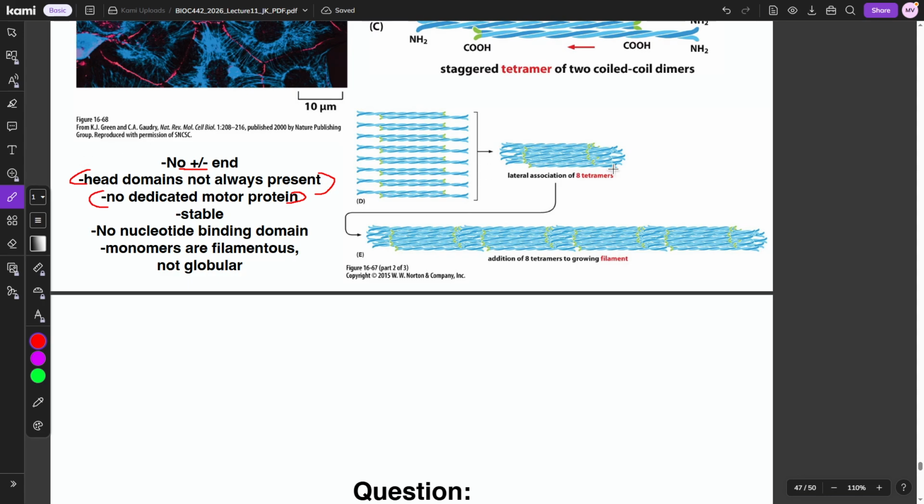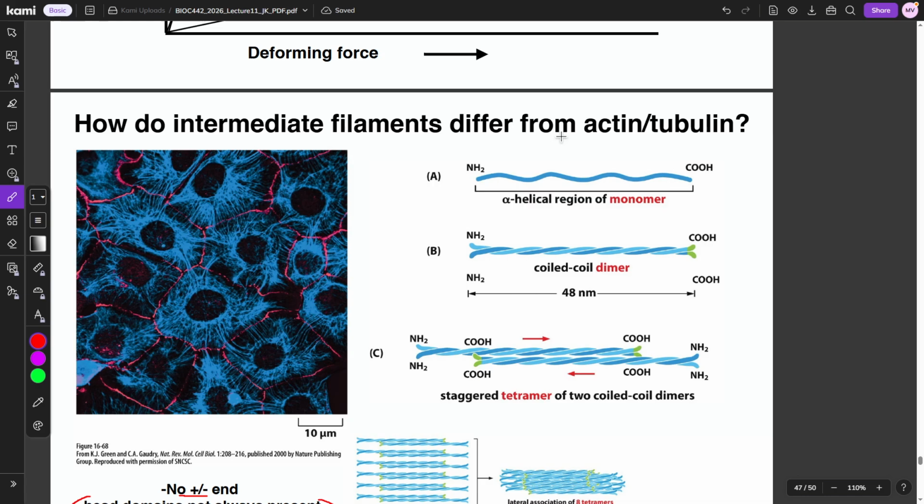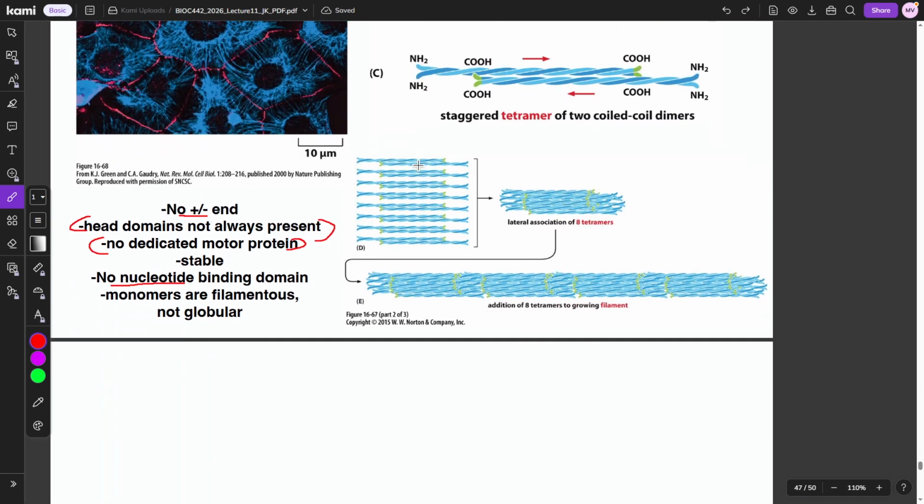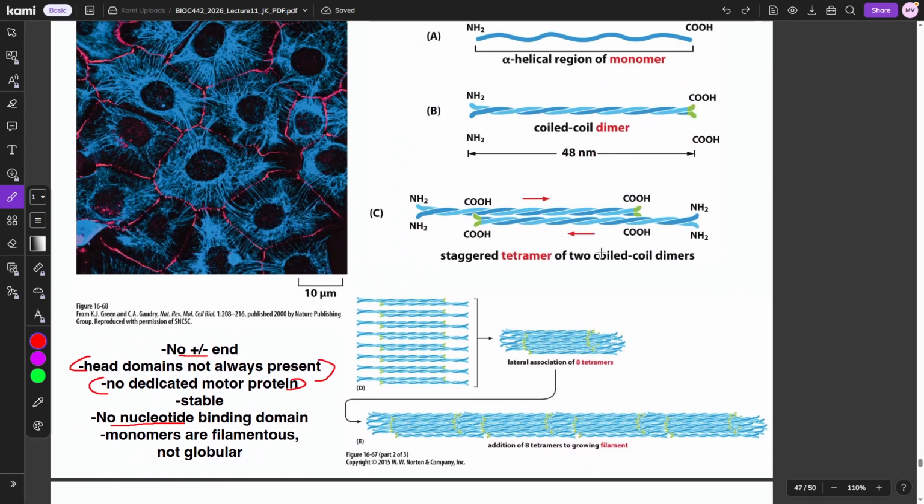So, back to this. Intermediate filaments are very stable. They don't degrade or get added to very much. There's no nucleotide binding domain. And the monomers are filamentous, meaning that they are strings. So this is a string, right? In the case of actin and tubulins, those are like little balls. Those are globular. So that's not the case for intermediate filaments. Intermediate filaments are these strings, while actin and tubulins are globular.